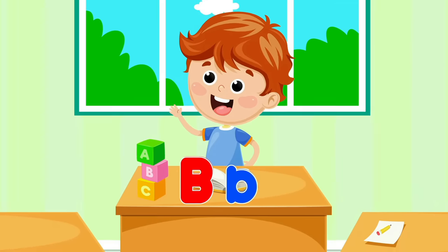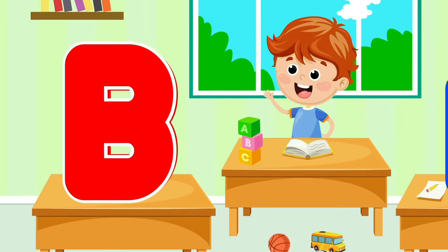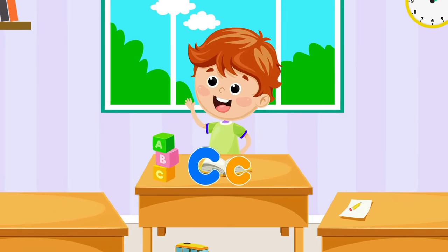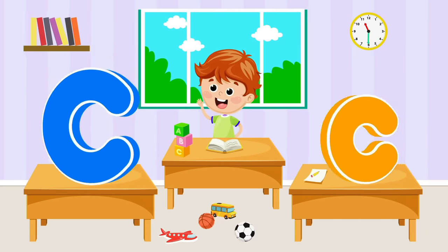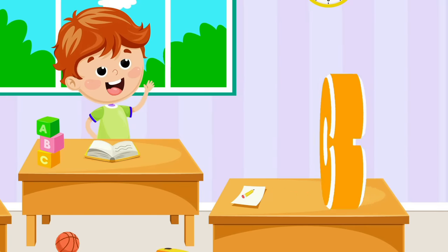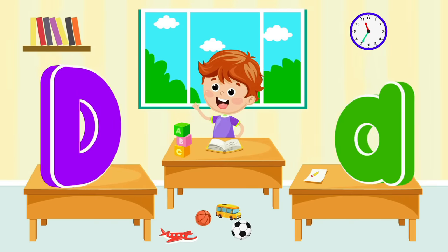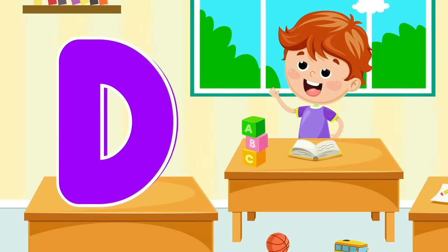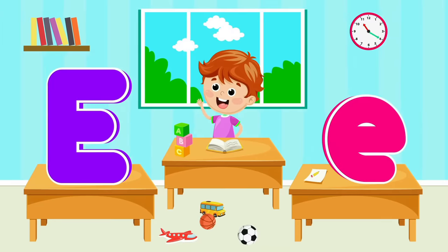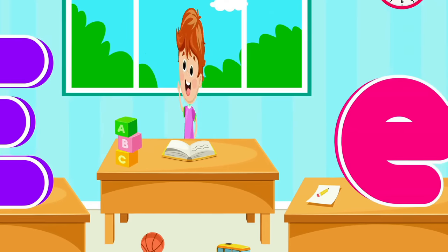A. It's B. B, B, B. Uppercase B. Lowercase b. C. Uppercase C. Lowercase c. D. Uppercase D. Lowercase d. It's E. E, E, E. Uppercase E. Lowercase e.